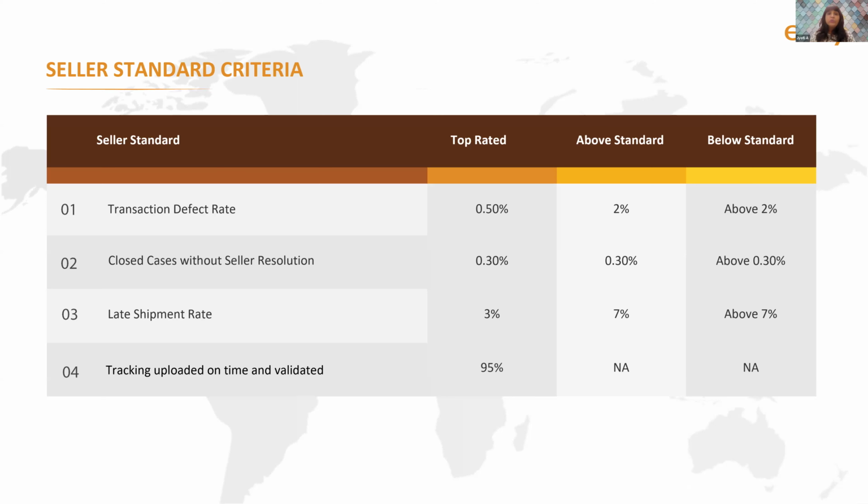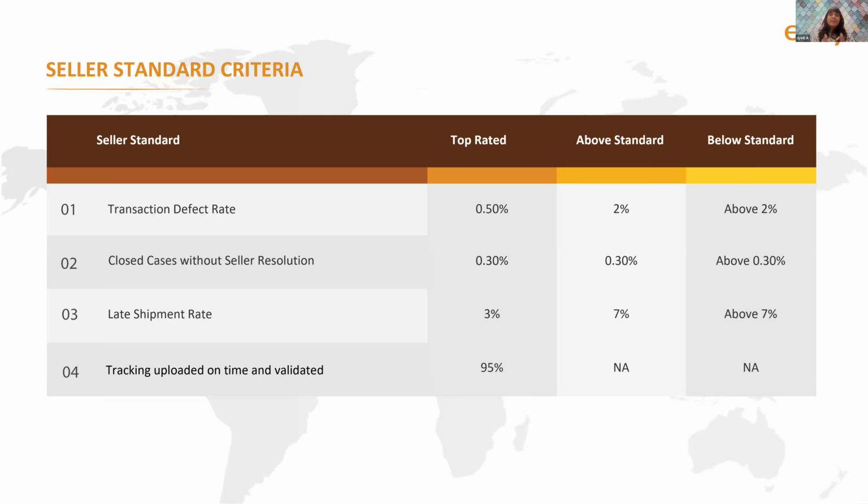In order to ensure that you stay above standard, you need to ensure that your transaction defect rate does not go beyond 2%. Similarly, your cases closed without seller resolution do not go beyond 0.30%. And your late shipment rate does not go beyond 7%. Anything that goes beyond the set criteria for above standard will make you fall under below standard.